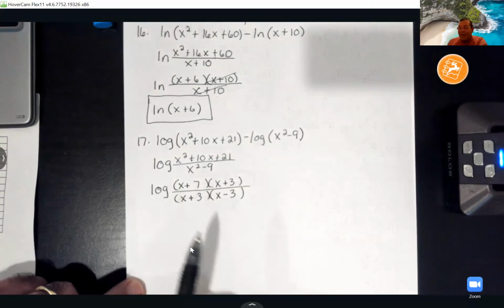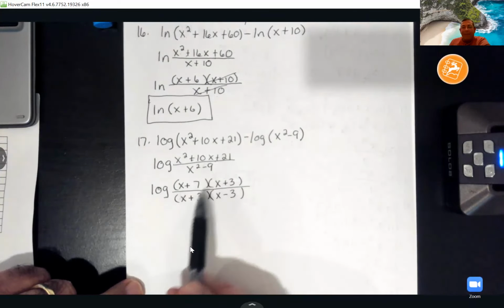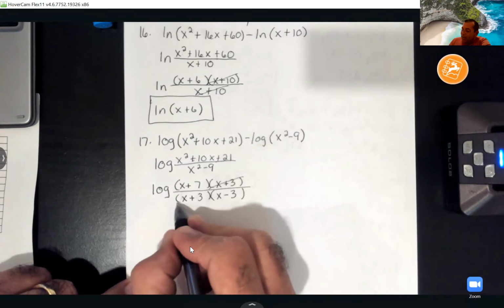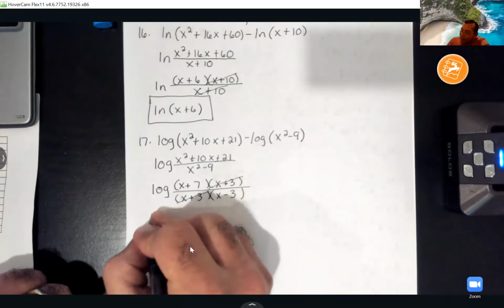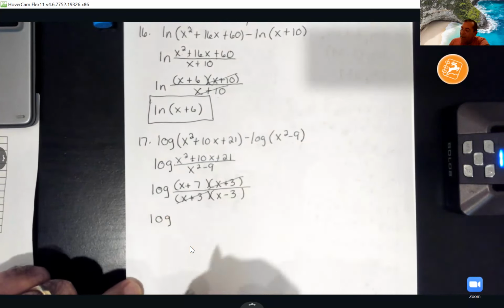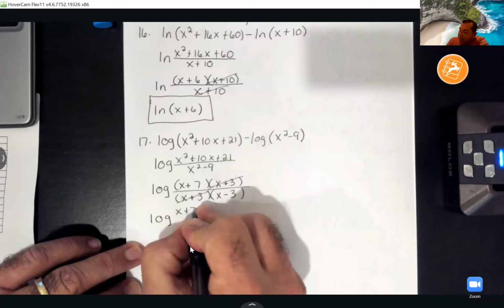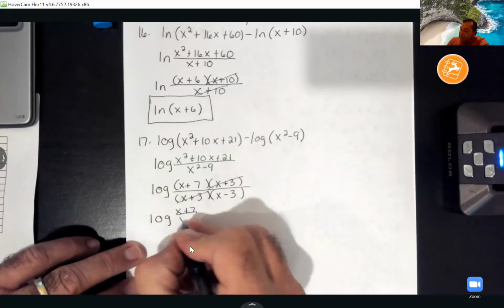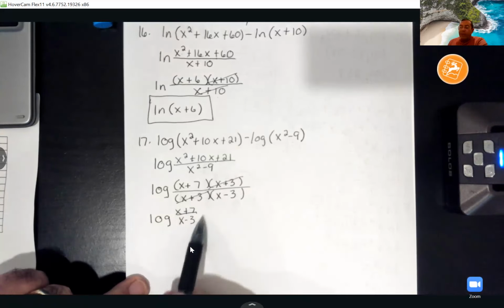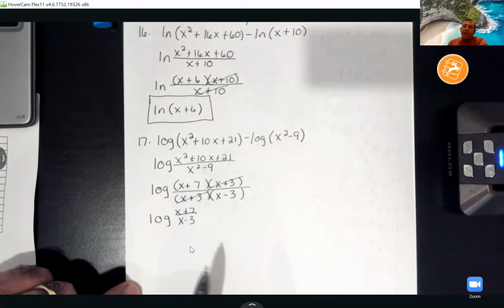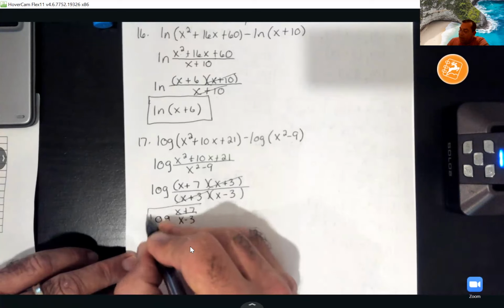So check this out though. X plus 3's match on top and bottom, right? So cancel out those x plus 3's. So my final answer will be a log. Now this one, since I got a fraction left, you don't have to use the parentheses. Because when it's in fraction form, MATLAB knows that this is your numerator and this is your denominator. Now, you can put parentheses and it'll count it right, I believe. But just remember, you don't have to use them on that one.